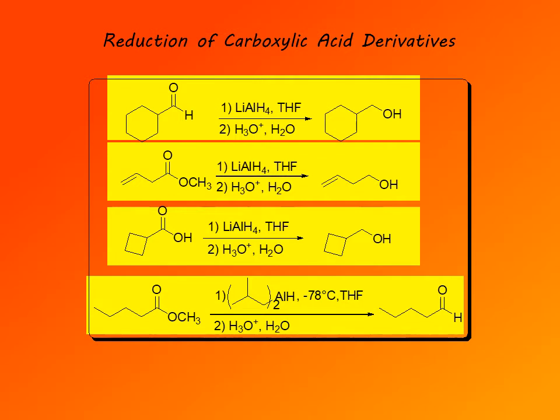If we wish to reduce an ester to an aldehyde, we cannot use lithium aluminum hydride. As we have seen from the previous mechanism, aldehydes are the intermediates. As they are more reactive than esters, they will immediately be further reduced to alcohols. But we can use a different reagent, and that reagent is shown here. It's diisobutyl aluminum hydride, or DiBAL-H.